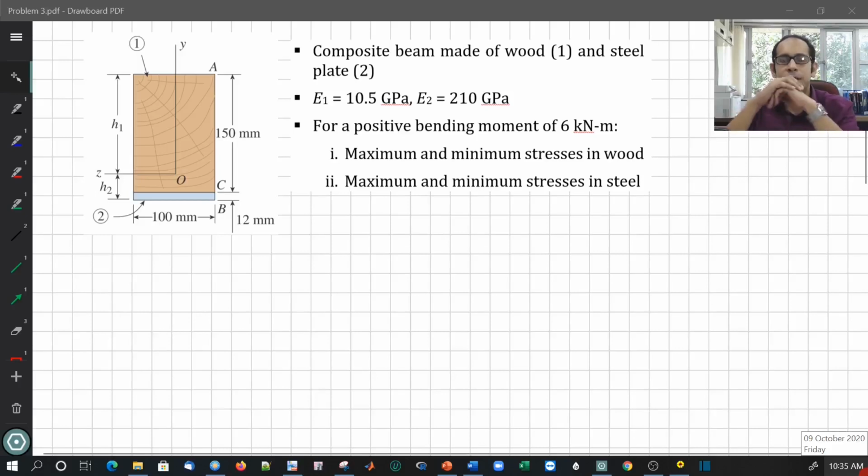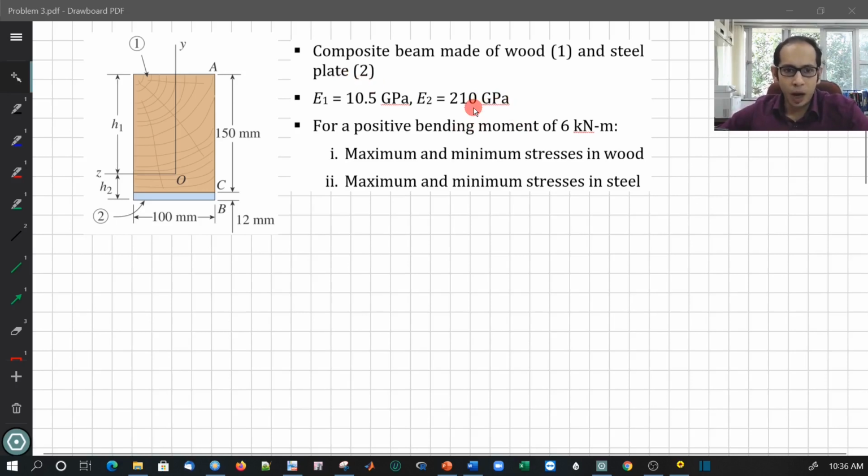So this application example, as you can see on your screen already, has a composite beam made of two different materials. The top part is material 1, which is wood, and at the bottom you have a smallish steel plate of 12 mm thickness, and the height of the wood is 150 mm. You are also given the modulus of elasticity, and now you know why, because you have to calculate the modular ratio n, right?